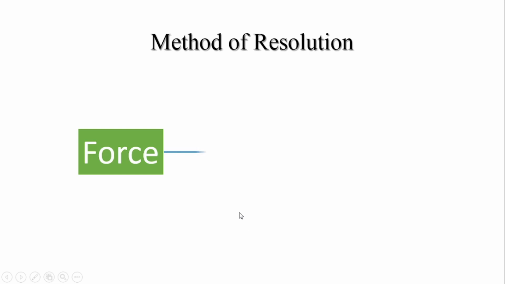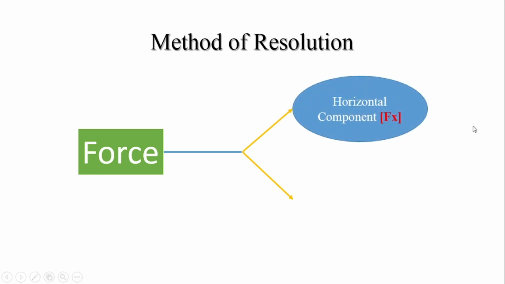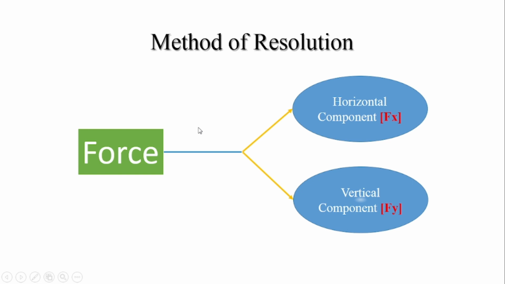Today we'll start a new topic called method of resolution. So method of resolution is used to divide the force into two components. First component is called a horizontal component. We'll denote this horizontal component with Fx. So always remember Fx means horizontal component of the force, and the second component is the vertical component. Fy is the vertical component of the force. So method of resolution is a process of dividing the given force into horizontal component and vertical component.